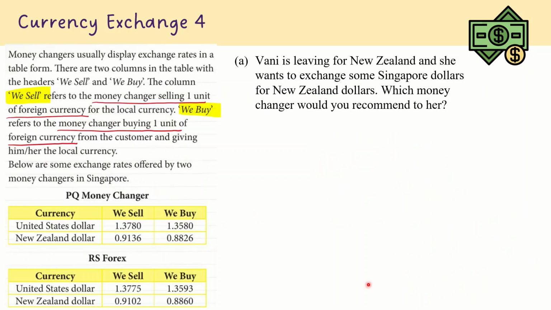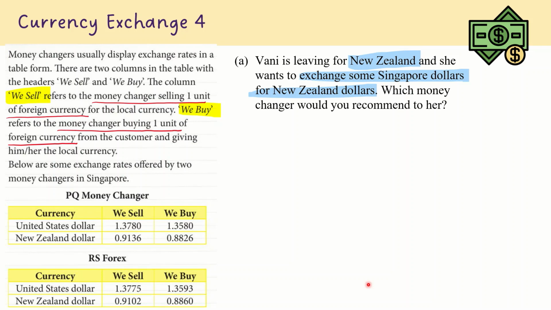Let's take a look at part A. It says that Vani is leaving for New Zealand and she wants to exchange some Singapore dollars for New Zealand dollars. Which money changer would you recommend to her? So I want you to take a moment to actually think about this. If Vani were to go to a money changer, what is she trying to get?